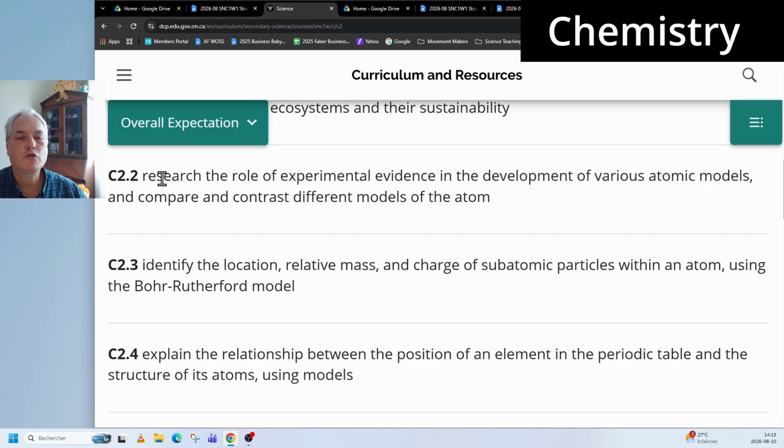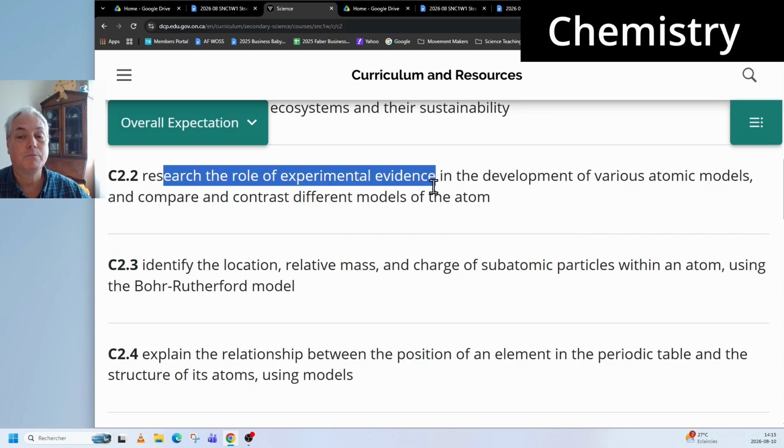Next one, and here what's interesting, the experimental evidence in the development of various atomic models. So here they want to research the role of the experimental processes, keeping in mind that we know what the atom is mostly because, at some point we had the philosophers and the thinkers, but the creation of electricity has been the main drive for understanding the atoms and how it is. So we're going to look at the experiments. So here they have researched the role of experimental evidence. So what I might do is talk about the experiments that have been done and see if I can get students to figure out what they've learned. We'll see.